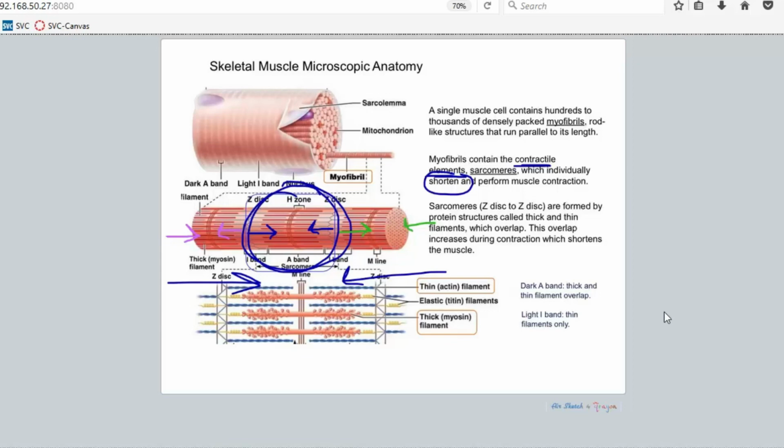The muscle shortens and it pulls on tendons, pulls on bones. If that occurs across a joint, then that causes movement. So you need this contraction to pull on the bones across a joint to cause movement.